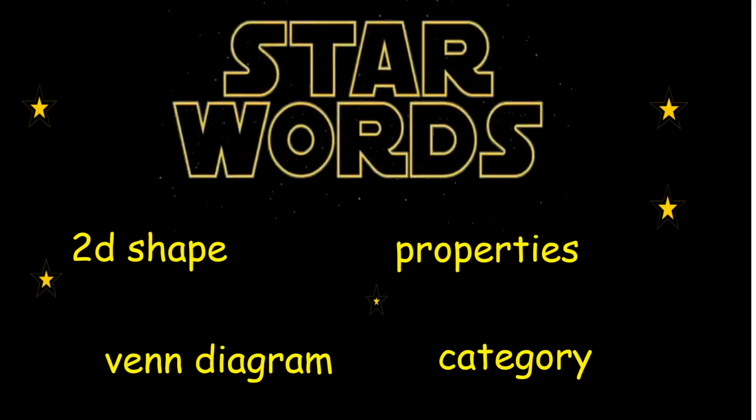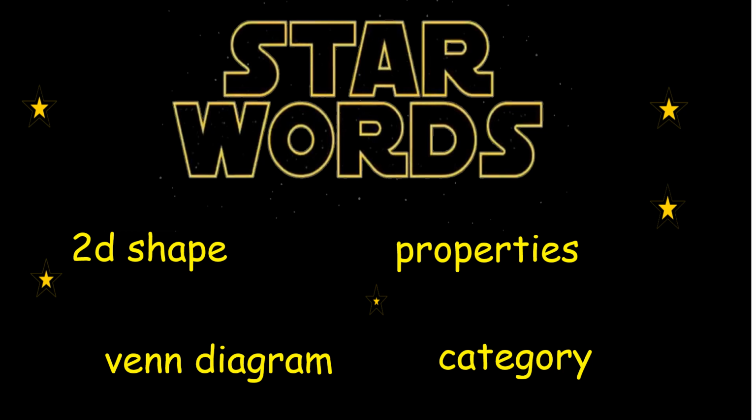Our first star word is 2D shape, and this is the topic that we've been learning about this week. We also have the word properties, and this is what we use when we're describing 2D shapes. We're describing which properties they have. So we're thinking about their sides and vertices and whether they are quadrilaterals or not.